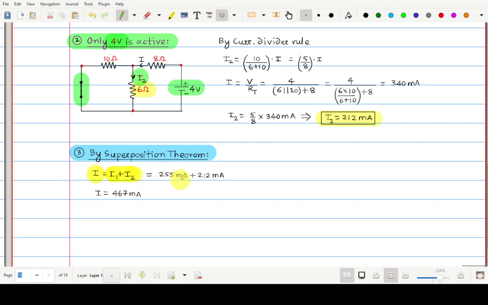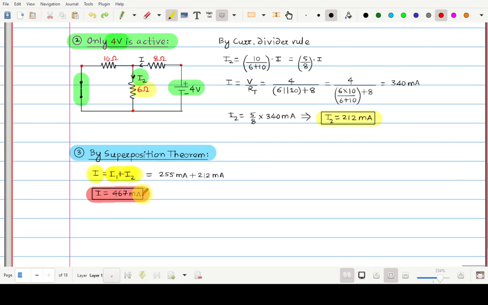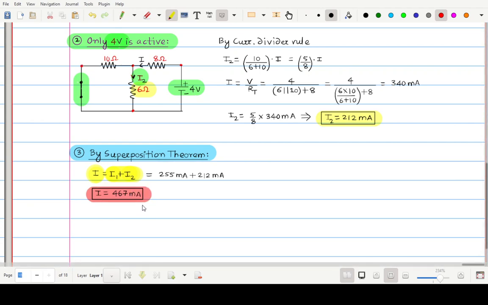So friends, this is your I1 due to 6 volt, this is I2 due to 4 volt. If we do their addition, we are getting total current I, which is nothing but 467 milliampere. This is nothing but the total current flowing through 6 ohm when both 6 volt and 4 volt are active. So this is your total current, and we have calculated this current using the superposition theorem.